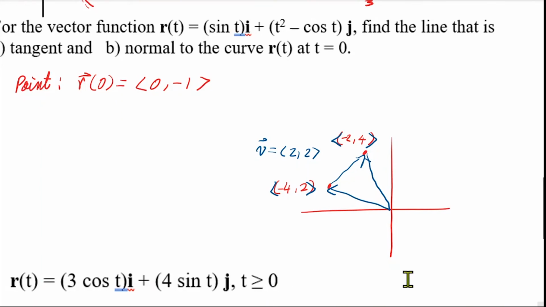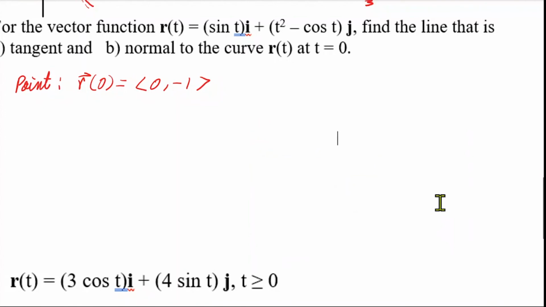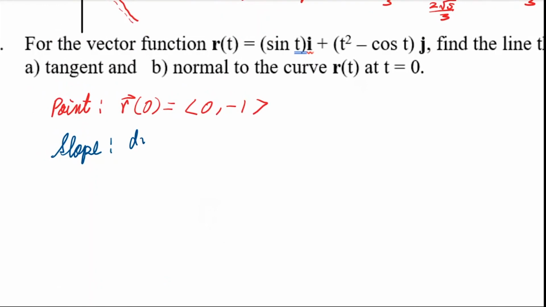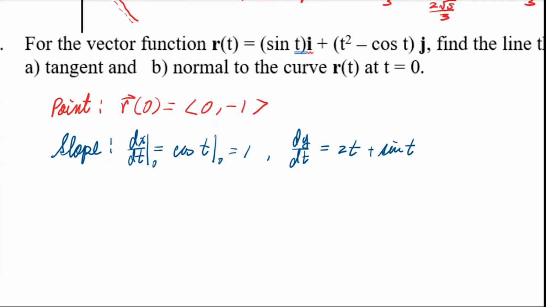Okay. I kind of got attached to this, but I'm going to erase it. Okay, then. Now, we need a slope. Good. So in order to find the slope, I need two derivatives, right? So we'll do dx/dt. And dx/dt, derivative of this is cosine t. Evaluate this at 0 while we are at it. So we get 1. And then we need dy/dt. And dy/dt is 2t minus, well, it becomes plus sine t. Say yes. And evaluate that at 0. Then you get 0. Good.